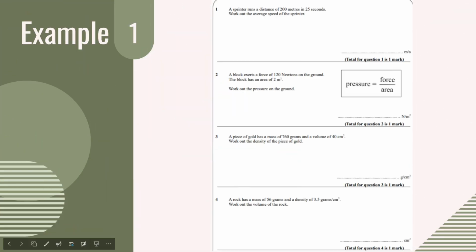Once again, it's that time to have a go at some Math Genie exam questions. Have a go. Pause the video and unpause when you've done. So, in our first question, a sprinter runs a distance of 200 meters in 25 seconds. Work out the average speed for the sprinter. So here we do distance divided by time, which equals speed. So we do 200 divided by 25, which equals 8. So the speed is 8 meters per second.